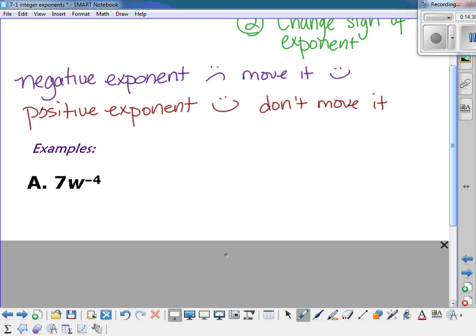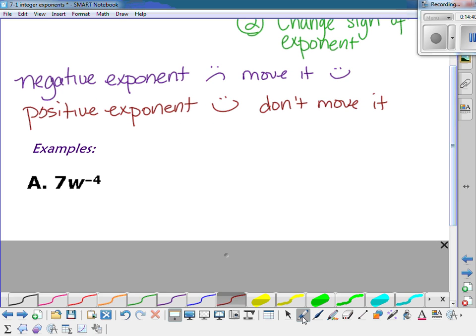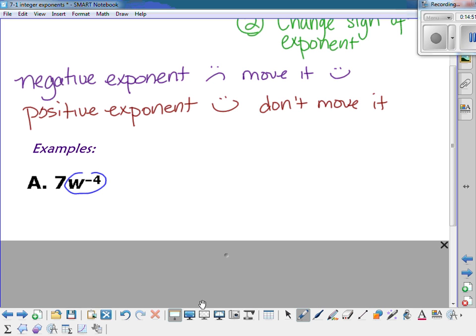7 times w to the negative 4. What is being raised to the negative power here? Just the w. The 7 is not being raised because there's no parentheses around the 7w. So that means that the w, he's not happy. That has to go to the bottom. So if you think of it, then you've got 7 over w to the positive 4. You moved him, now he's happy, so the exponent's positive 4. Okay?